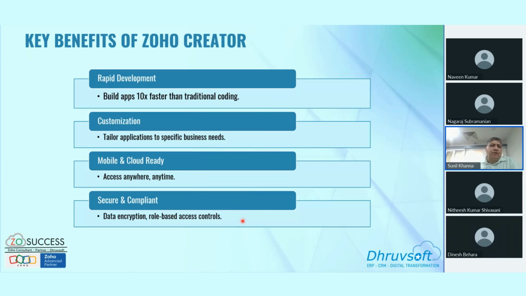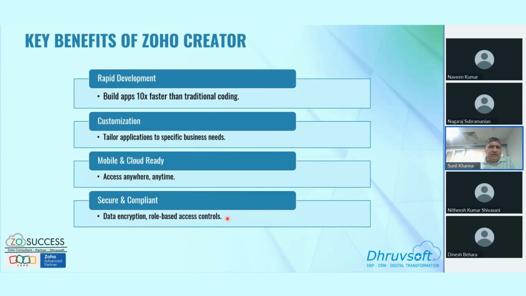That is one of the most important requirements that we have. If you are building something from scratch, you will have to ensure that security and compliance is available. But here, security and compliance is given. You have very good data encryption, industry-specific compliances like HIPAA and others are taken care of. You also have role-based access controls, which are already built in. So these are some of the key benefits of Zoho Creator.